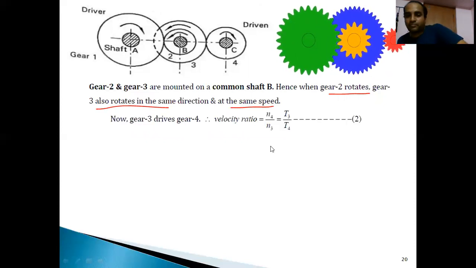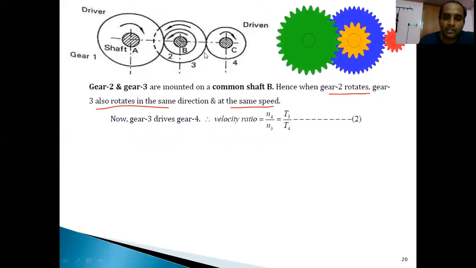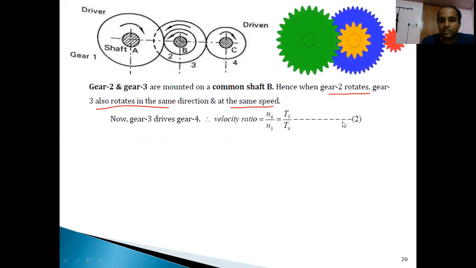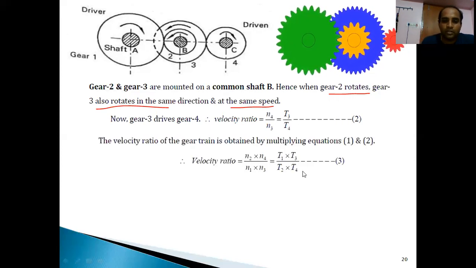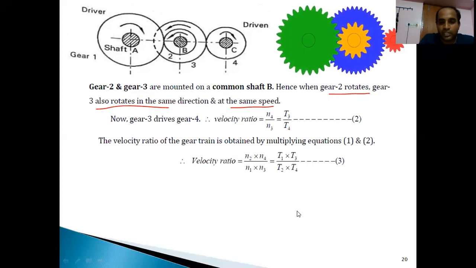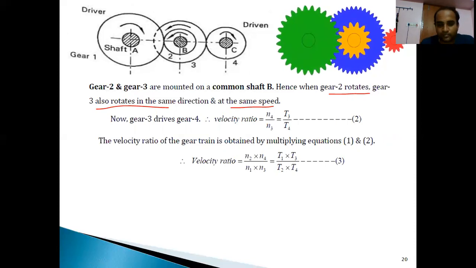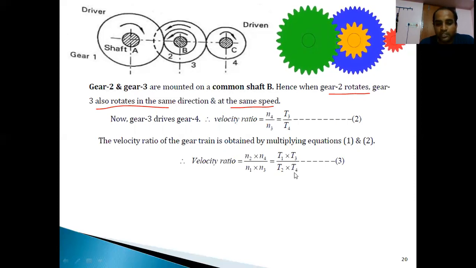So now how can we write? Directly we'll go for writing the velocity ratio between gear 3 and gear 4. Gear 3 becomes the driver gear, gear 4 becomes the driven gear now. That is N4 by N3 is equal to T3 by T4. Now how can I write the velocity ratio of the gear train? It is obtained by multiplying equations 1 and 2. What do we get? N2 by N1 into N4 by N3 is equal to T1 by T2 into T3 by T4.